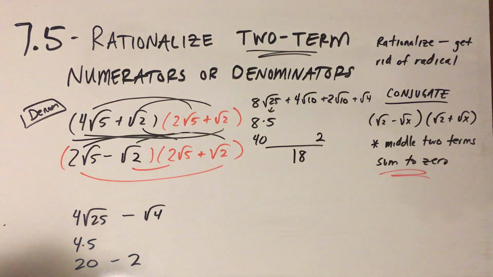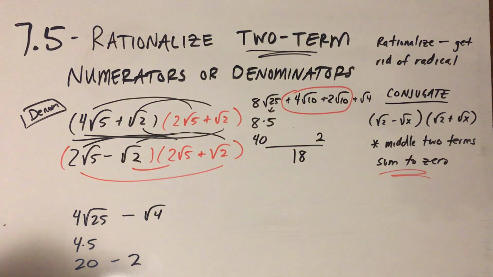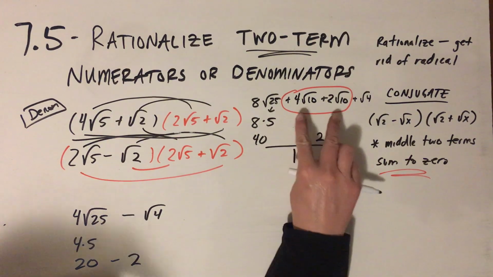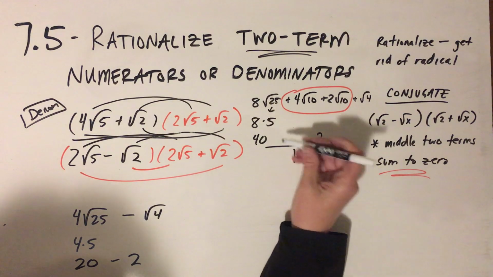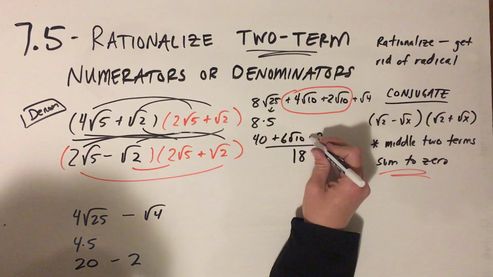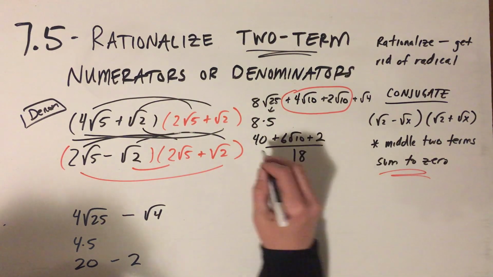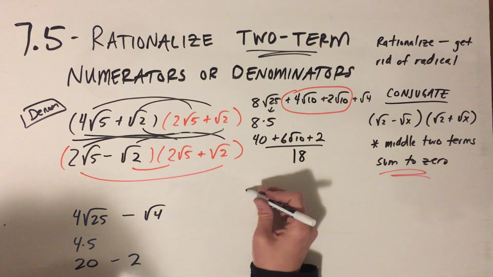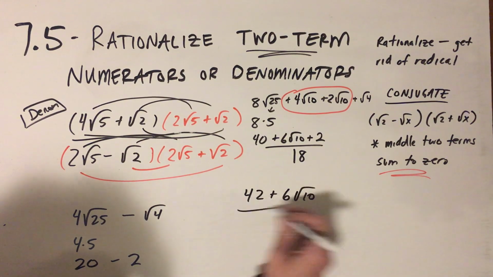Okay, and when I'm looking at these, I can simplify this square root of 4. I have 4 square roots of 10 and 2 square roots of 10. These are like radicals, so I can combine their coefficients and get a plus 6 square root 10. I can also combine this 40 and this 2 to make 42 plus 6 square roots of 10 all over 18.